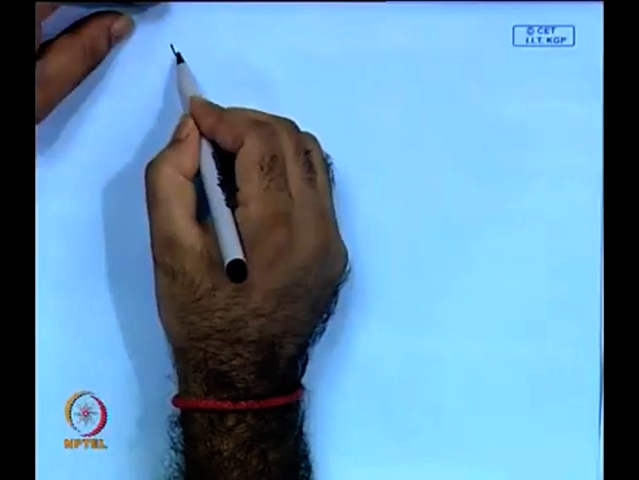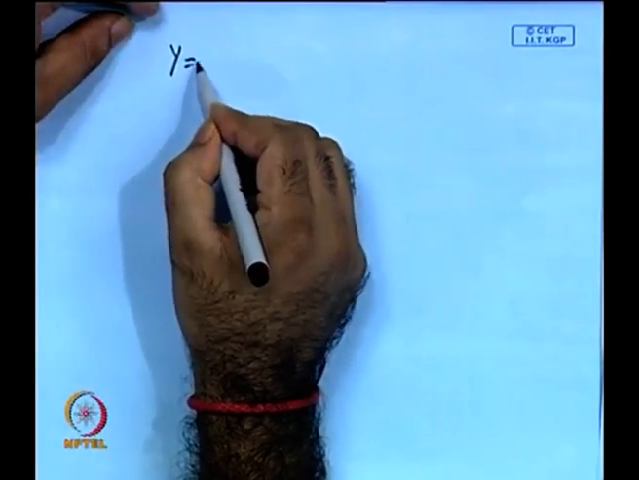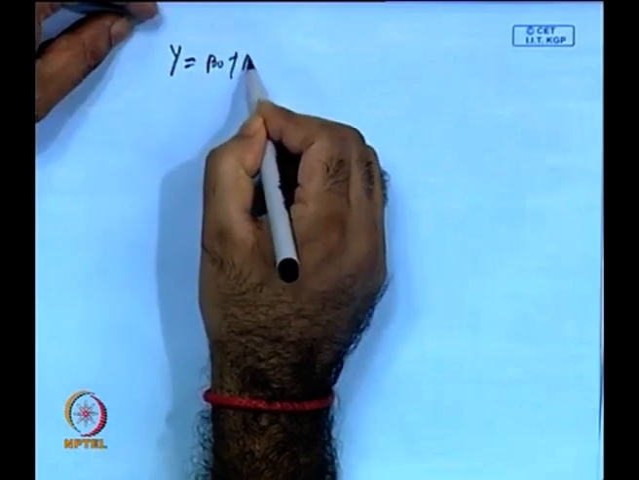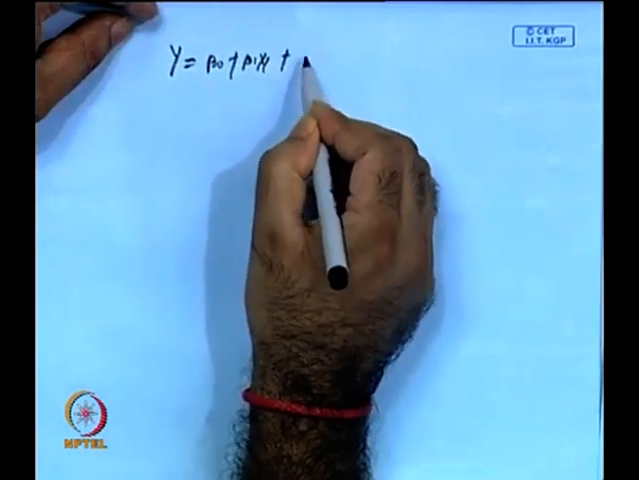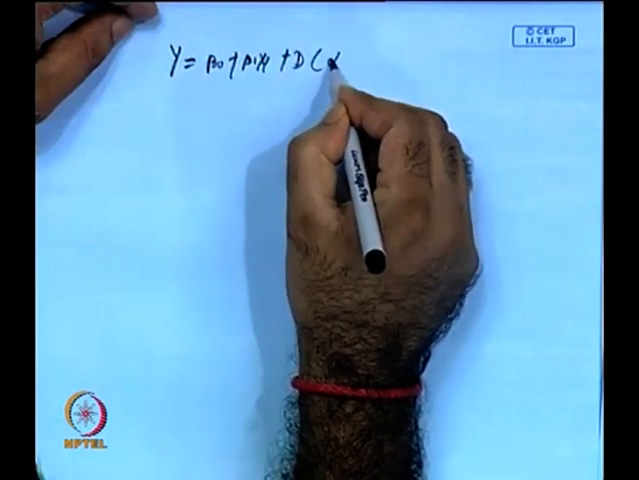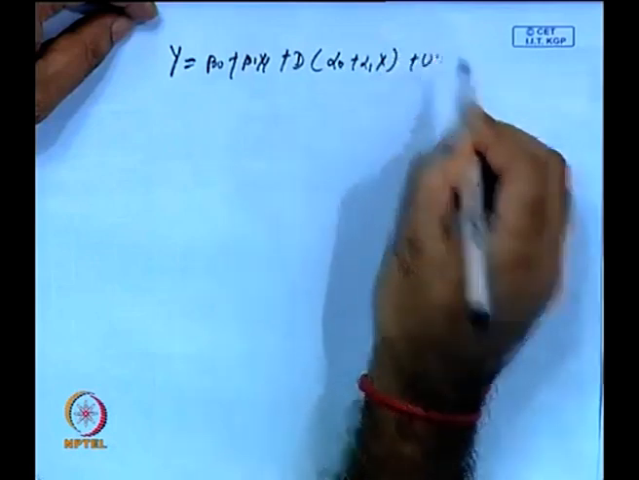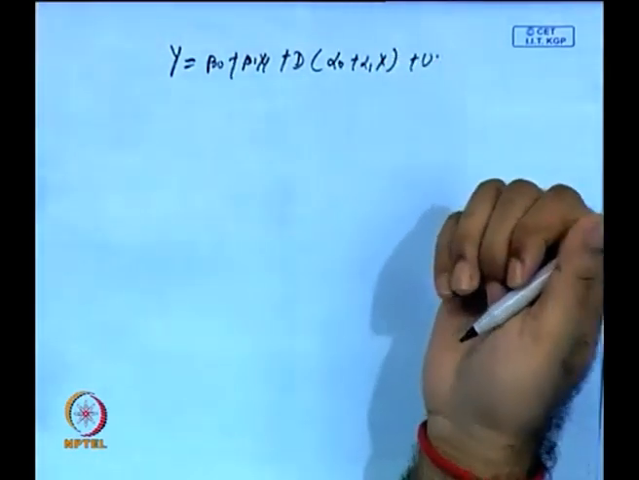I will highlight it in another way. Let me highlight here once again: Y equal to beta 0 plus beta 1 X1 plus D into (alpha 0 plus alpha 1 X) plus u. So this is another way we can represent it also.